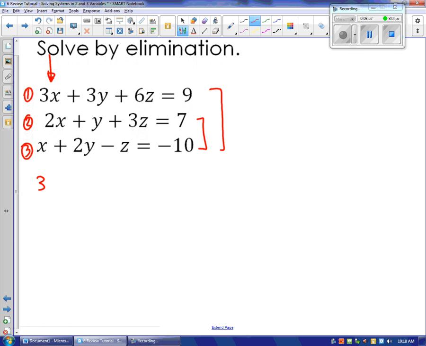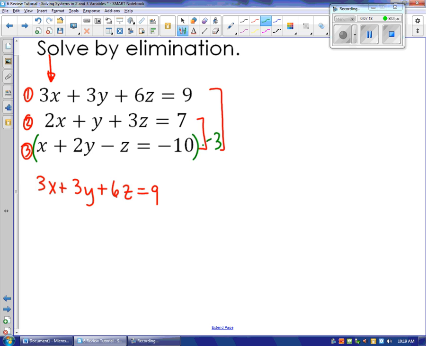So I had 3x plus 3y plus 6z equals 9. If I want to eliminate x, then I need to transform that third equation. I need there to be a negative 3 in front of x. And that will enable me to eliminate x in this equation. So I'm just going to put this here, and I'm going to multiply everything by negative 3.